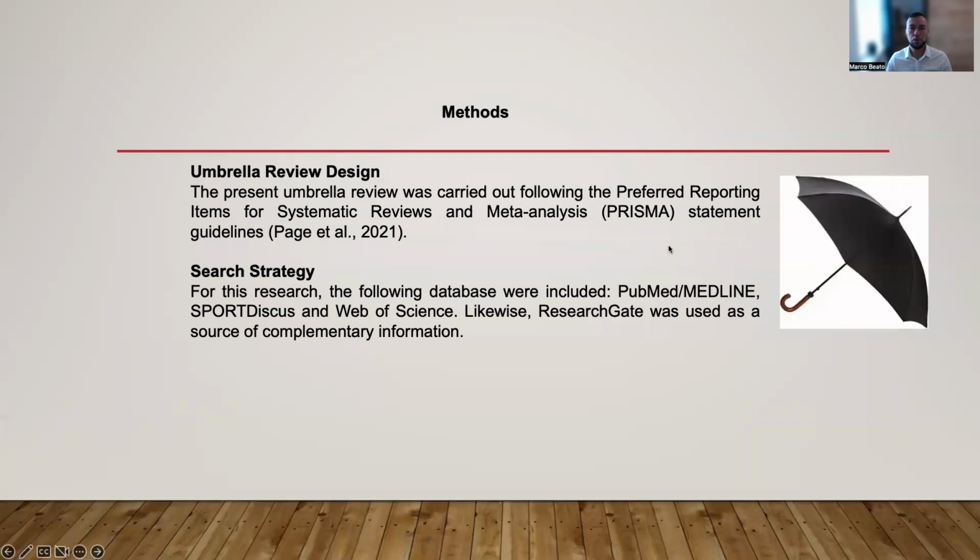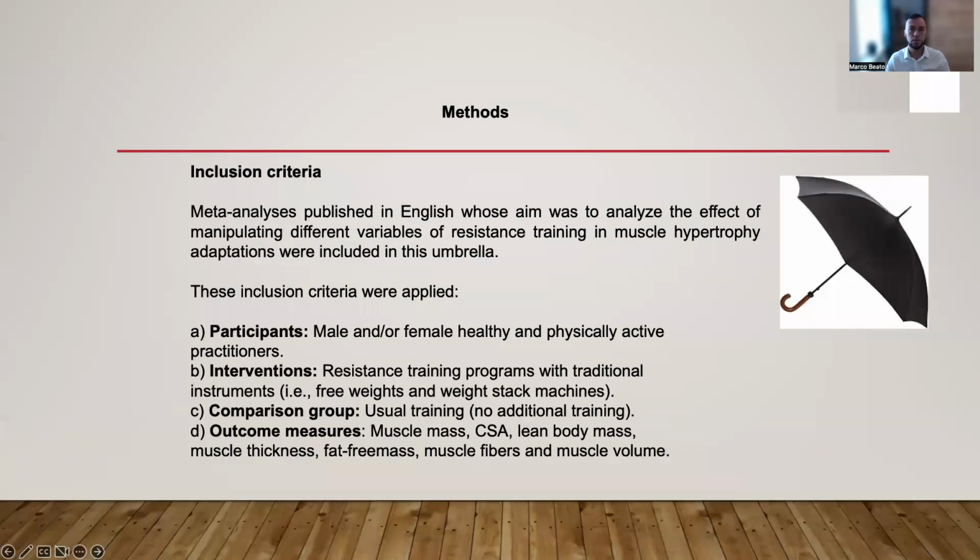In this slide is reported the umbrella review design used in this paper. The present umbrella review was carried out following the Preferred Reporting Items for Systematic Reviews and Meta-Analyses, named the PRISMA Statement Guidelines. About the search strategy, for this research, the following databases were included: PubMed, Medline, SportDiscus, and Web of Science. Likewise, ResearchGate was used as a source of complementary information. Only meta-analyses published in English were included. We did not consider other languages.